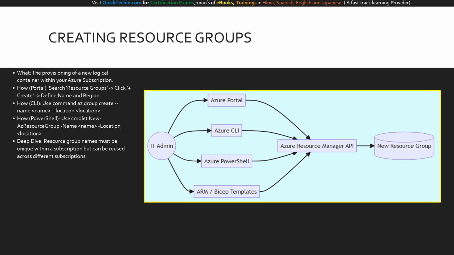This diagram illustrates the deployment pathways. On the left, we have the IT administrator. They can choose their preferred tool: the Visual Azure portal, the Azure CLI, PowerShell, or infrastructure as code like ARM and Bicep templates. Regardless of the tool chosen, they all funnel into the central Azure Resource Manager API. This API processes the request, validates your permissions, and ultimately provisions the new resource group on the right. It ensures a consistent deployment experience across all tools.